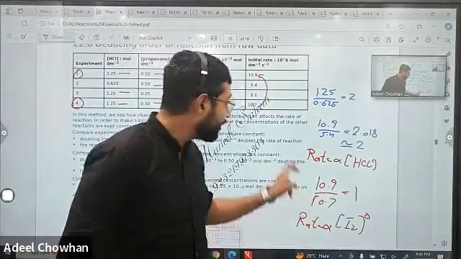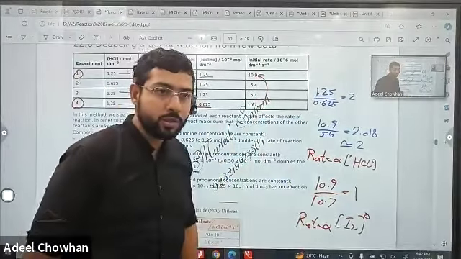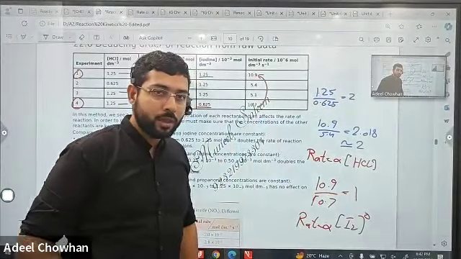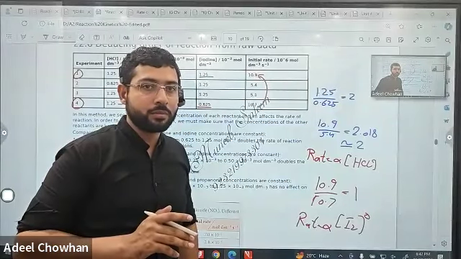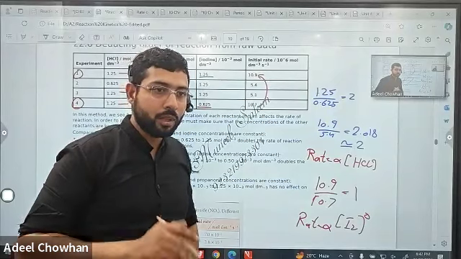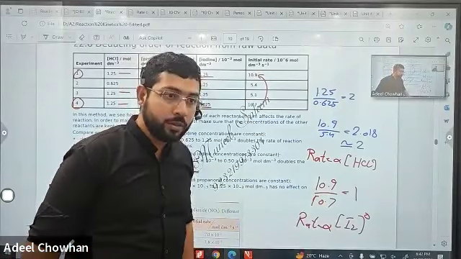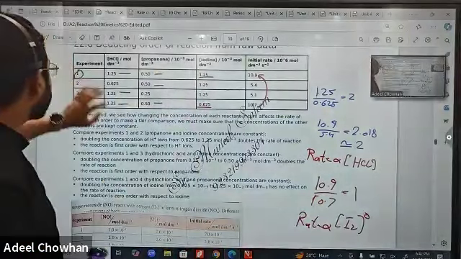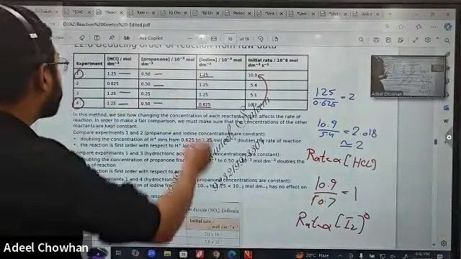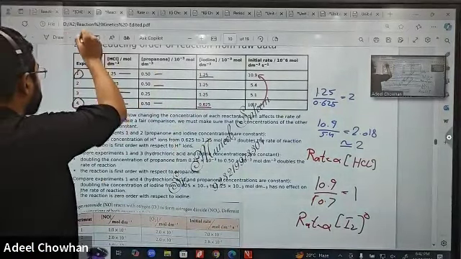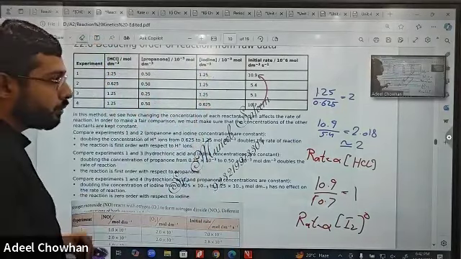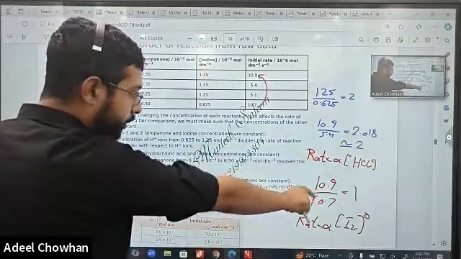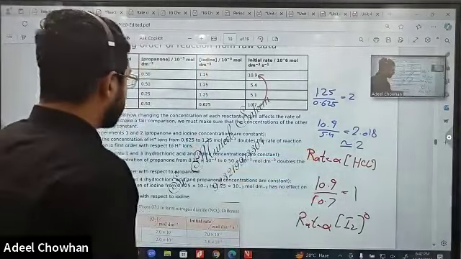Which means this rate is independent of the concentration of the iodine. Iodine has no effect on the rate of the reaction. The order of the iodine is 0, zero order with respect to iodine. Now we have to check for the third reactant here. The third reactant in this case is the propanone. We have checked with respect to HCl, with respect to iodine, but we are now left with propanone.